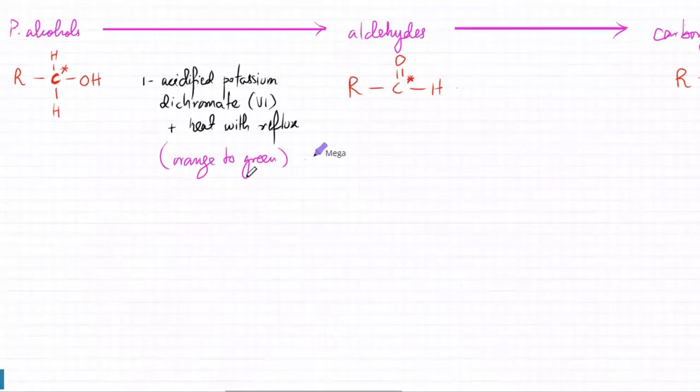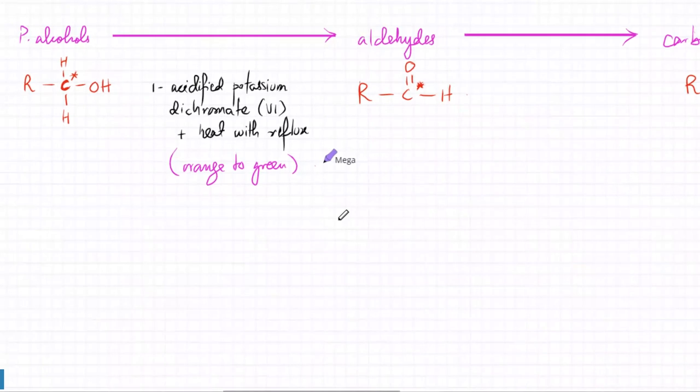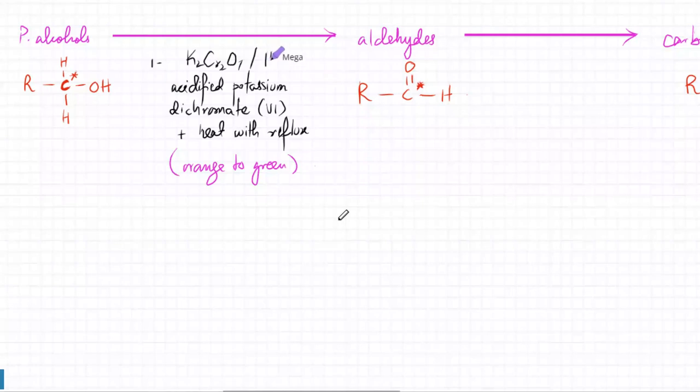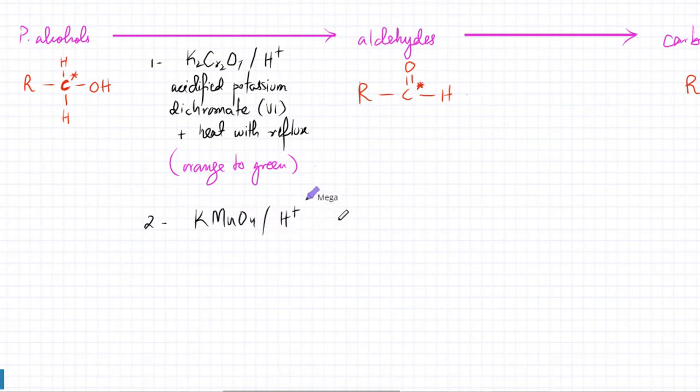I'm telling you. Okay, then there's a second reagent, potassium dichromate 6. Hopefully everyone knows what the formula is. If not, this is the formula: K2Cr2O7 acidified. That means an acid is added. And there's a second reagent, which can do the same thing, though it's not preferred. And that's KMnO4, also acidified, known as acidified potassium manganate 7.